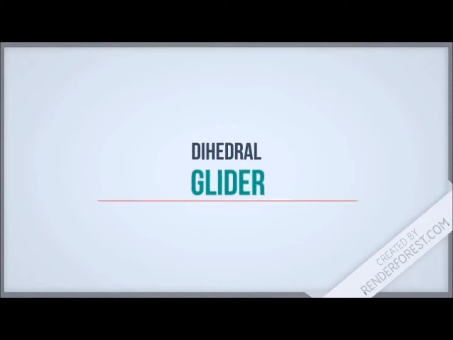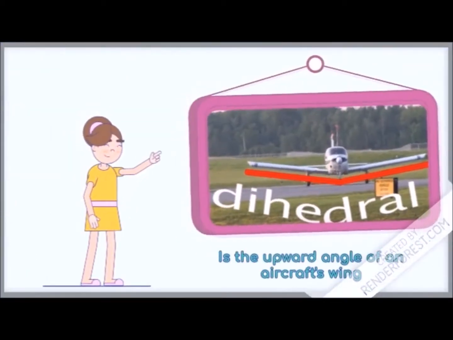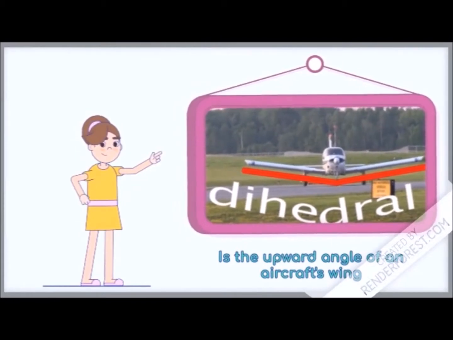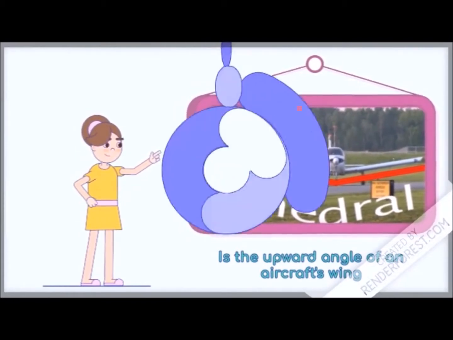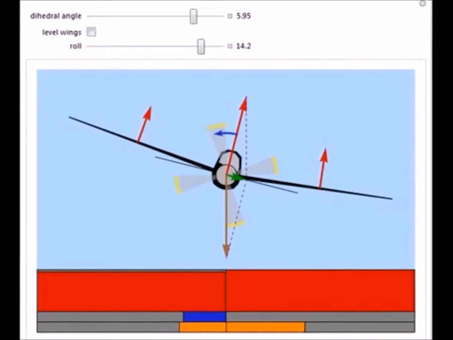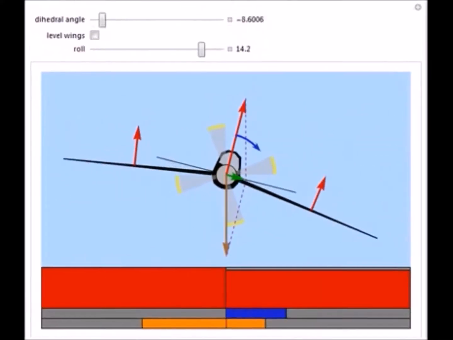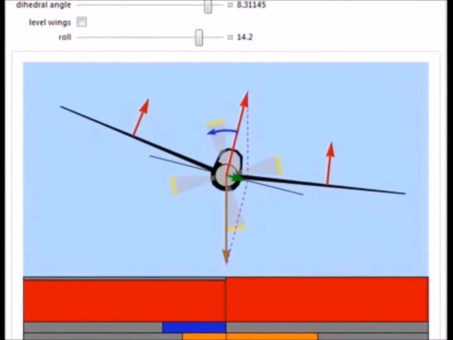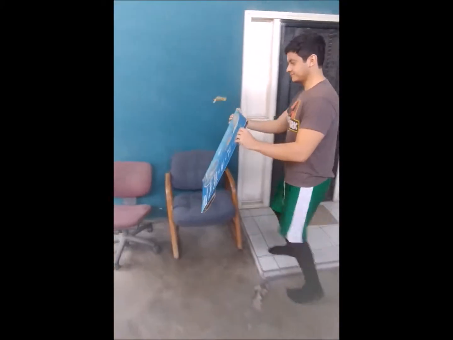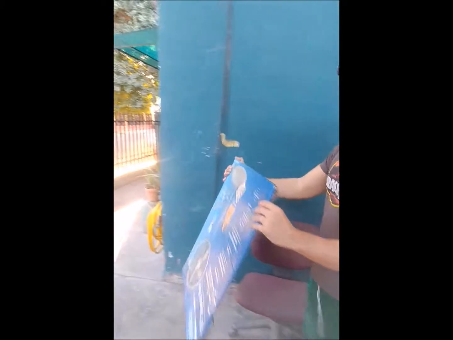The experiment we've chosen is a dihedral glider. Wing dihedral is the upward angle of an aircraft's wing, from the wing root to the wing tip. The amount of dihedral determines the amount of inherent stability along the roll axis. This is essential for this experiment, since the air can very quickly take the glider to a different direction.